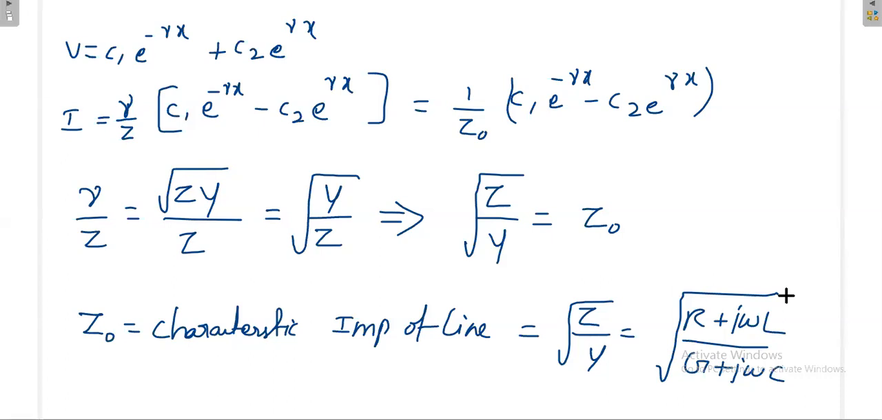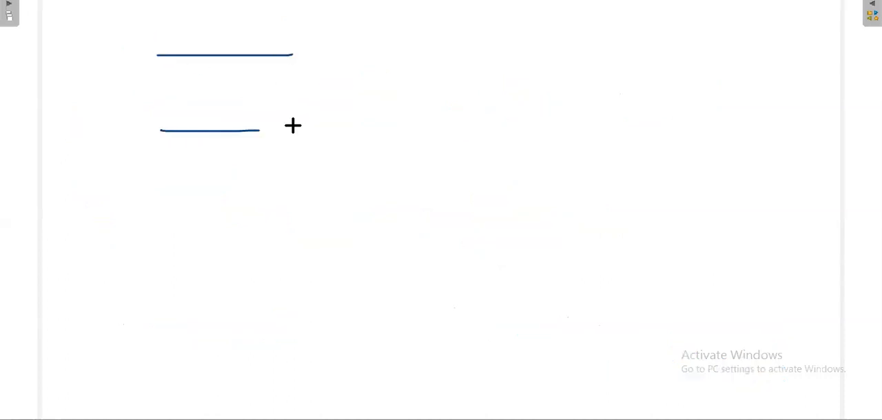Now at the sending end, you have a transmission line like this. At the sending end, you have some Vs and some Is. You know how to calculate V and I anywhere on the transmission line. Say this is x equal to 0, and as you go in this direction from the sending end to the load end, this is x equal to L.